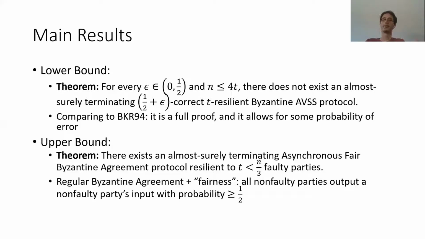Now, a fair Byzantine agreement protocol is basically a regular Byzantine agreement protocol, except it also has a fairness property as well. Now, fairness is as follows. All non-faulty parties output some non-faulty party's input with probability 1/2 or greater, in addition to all of the other properties of Byzantine agreement.